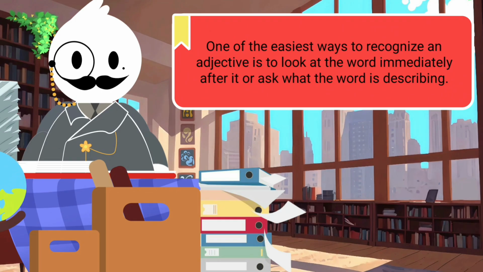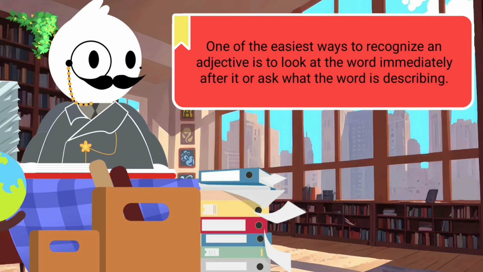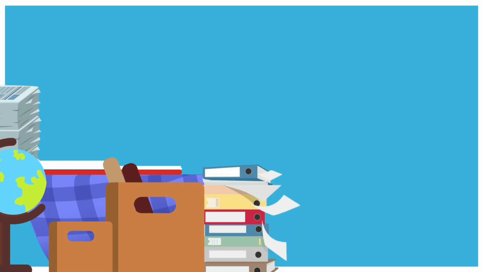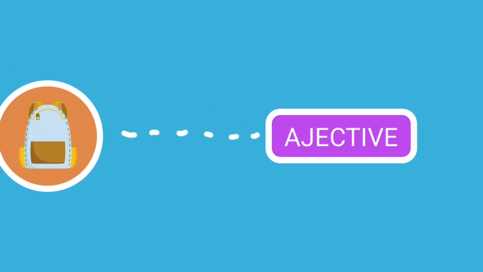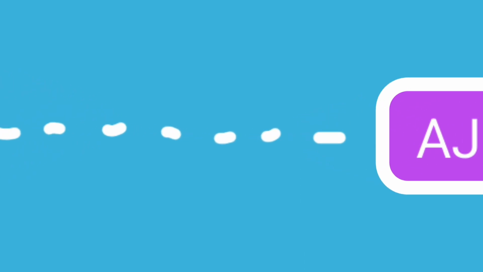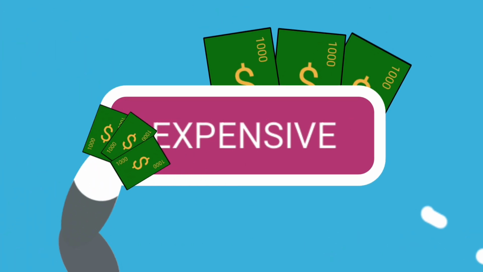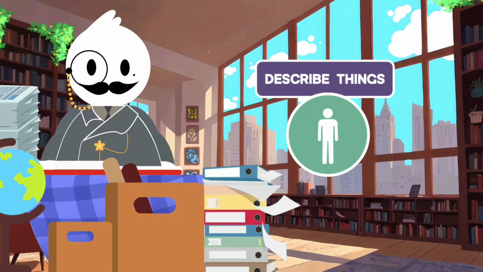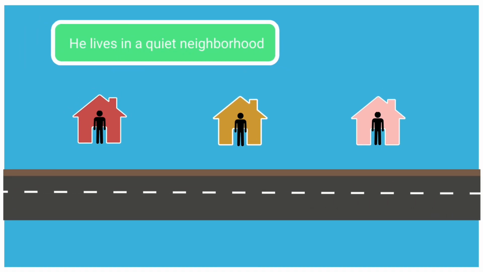One of the easiest ways to recognize an adjective is to look at the word immediately after it, or ask what the word is describing. Adjectives are very commonly placed before nouns. We might say that something is interesting, expensive, difficult, beautiful, small, or important. These words describe things, people, or ideas. For example, he lives in a quiet neighborhood. The word quiet is an adjective because it describes the noun neighborhood.